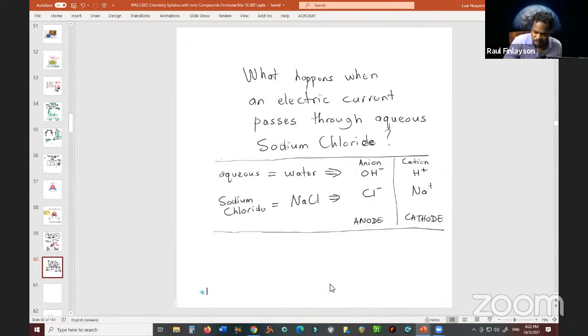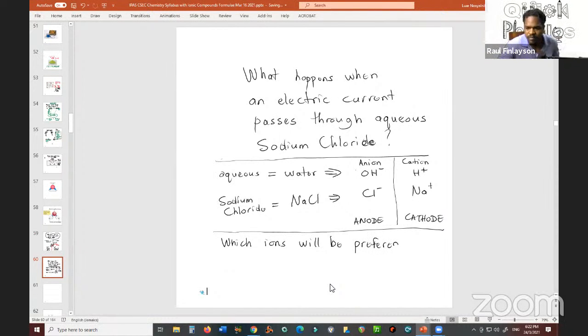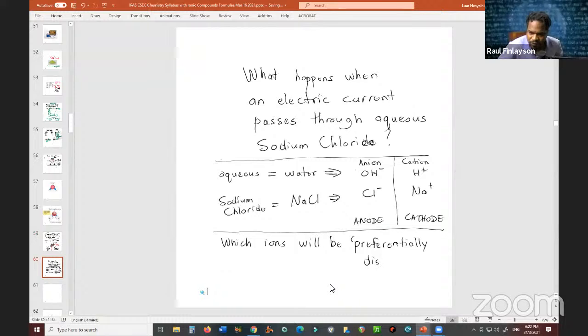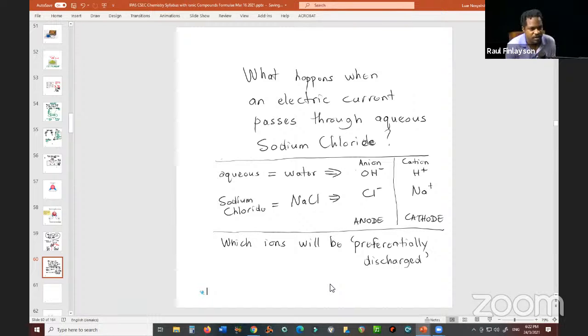And so the question is, and when I introduce this term, which ions will be, and this word is preferential. Preferentially discharged. Preferentially discharged. Which one does the cathode or the anode prefer? If 2 come there and only one can get through, one is going to get the preference. So which one will be preferentially discharged?